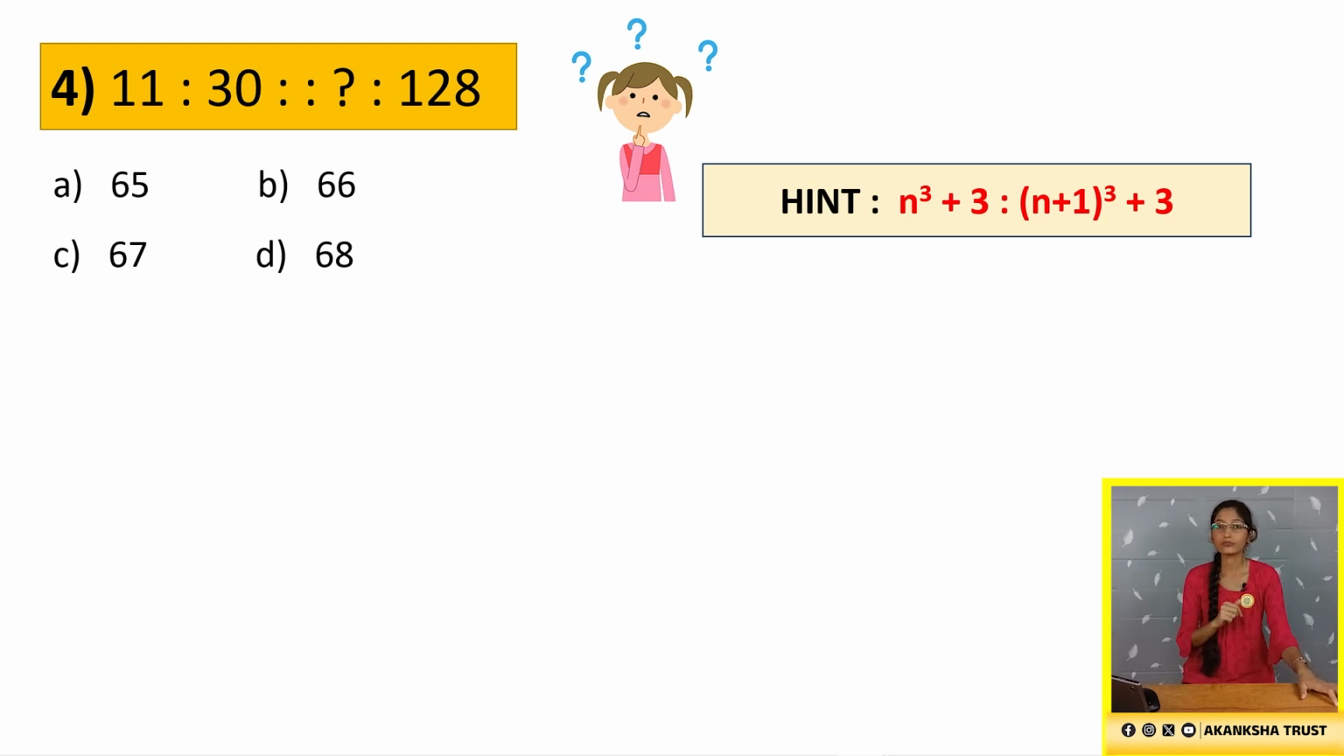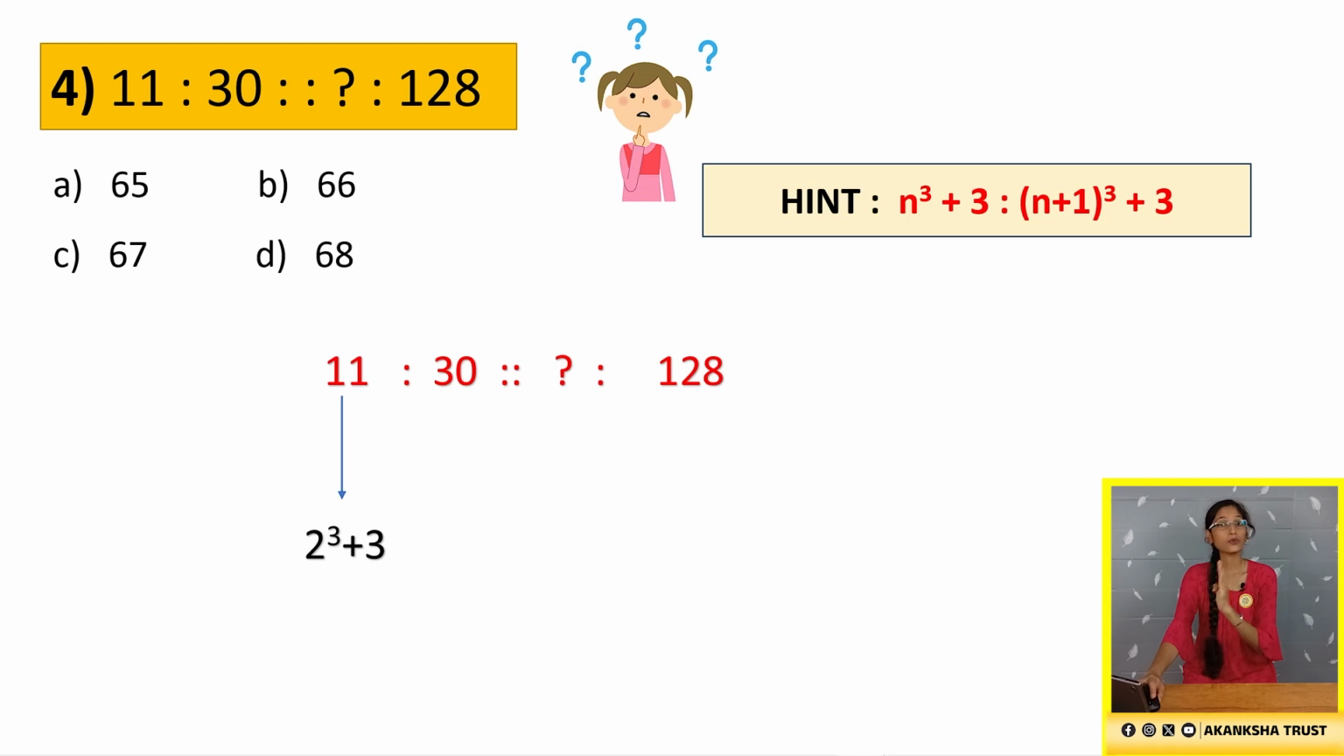Before that, what you have to do? First of all, you have to find that one number. Then you have to cube that number. That means, let's see, 11. Which cube number is very near to 11? 8, isn't it? Then 8. 8 is a cube of 2. 2 cube is 8 plus what you have to do? Then you have to add 3. So 2 cube plus 3, 8 plus 3, the answer is 11.